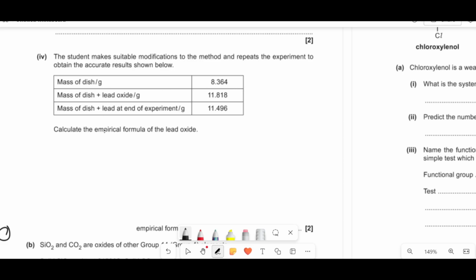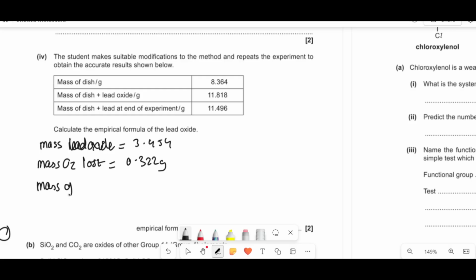So here's the mass of the dish, lead oxide and the lead at the end of the experiment. Work out the empirical formula of the lead oxide. Here, if we do this minus this, we can work out the mass of this lead oxide. If I do 11.818 minus 8.364, we get a mass of lead oxide being 3.454. If we look between here and here, that mass must be the mass of O2 lost, which is going to be 11.818 minus 11.496. If we do that, we end up getting 0.322 grams.